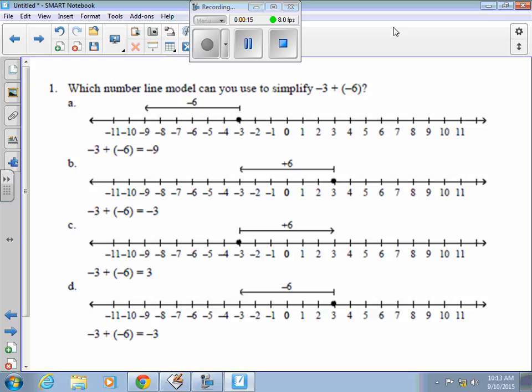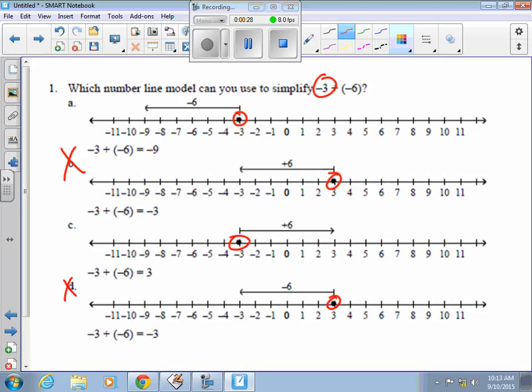-3 plus -6. This is the number you start at, -3. So this one starts at -3. This one starts at +3, so that one's out. -3 and +3, that one's out. So it's between A and C. And then it says plus -6.